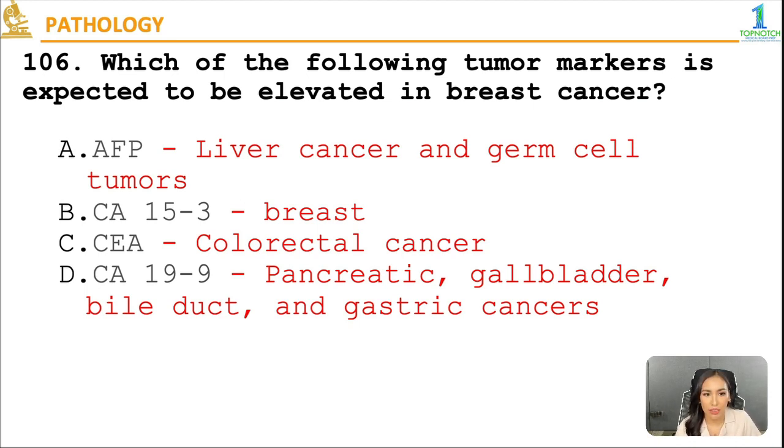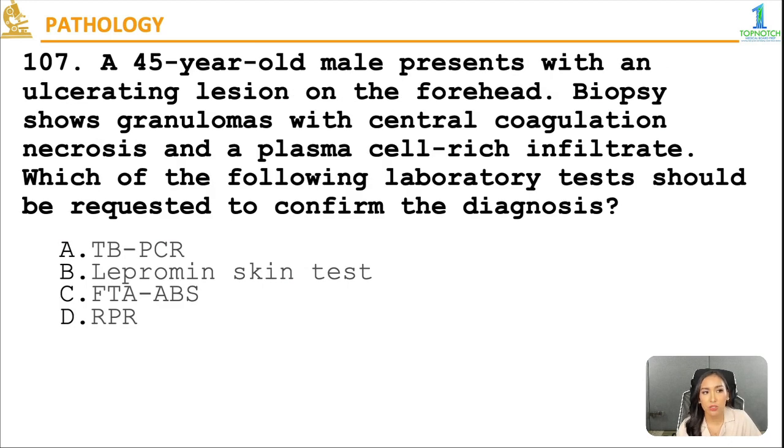CA19-9 is for pancreatic, gallbladder, bile duct, and gastric cancers. So that leaves us with CA15-3, which is for breast cancer. Although, admittedly, it's not so popular. Usually, ang alam natin dyan yung estrogen receptor, progesterone receptor, and HER2/neu. Pero apparently, pwede rin ang CA15-3. Okay? So let's go to 107.